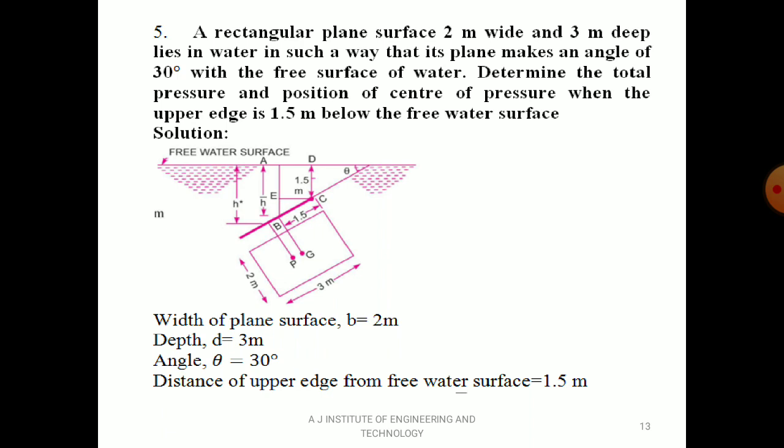It is given in the problem. Then mark G and P. It is similar to the derivation for an inclined plane surface. Just mark G and P and write 3 meter, 2 meter.